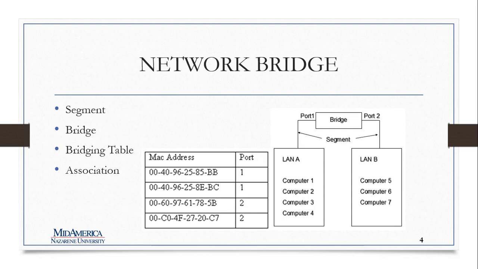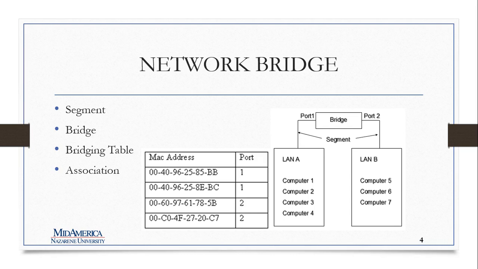An example of using a bridge to segment two Ethernet local area networks is shown. The picture shows that local area network A connects to port 1 of the bridge and local area network B connects to port 2 on the bridge. This creates two segments as shown in the picture. There are 4 computers in local area network A and 3 computers in local area network B.